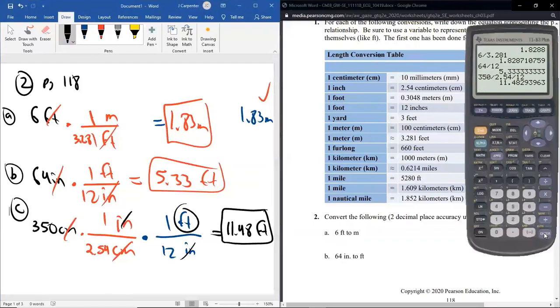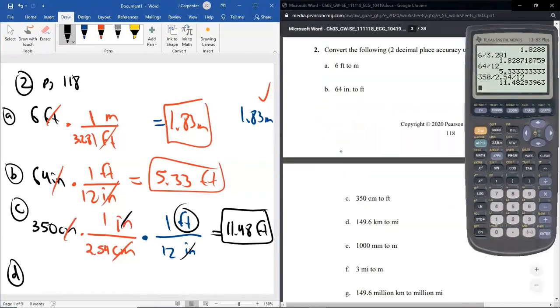And I think this answer makes sense. 350 centimeters. A centimeter is a smaller unit of measurement than a foot. A foot is definitely bigger than a centimeter. So it'll take more centimeters to make less feet. Same thing up here, 64 inches. Inches are smaller than feet, so there should be fewer of them as feet. Feet are smaller than meters, so the answer in meters should be smaller as well. All right, D.